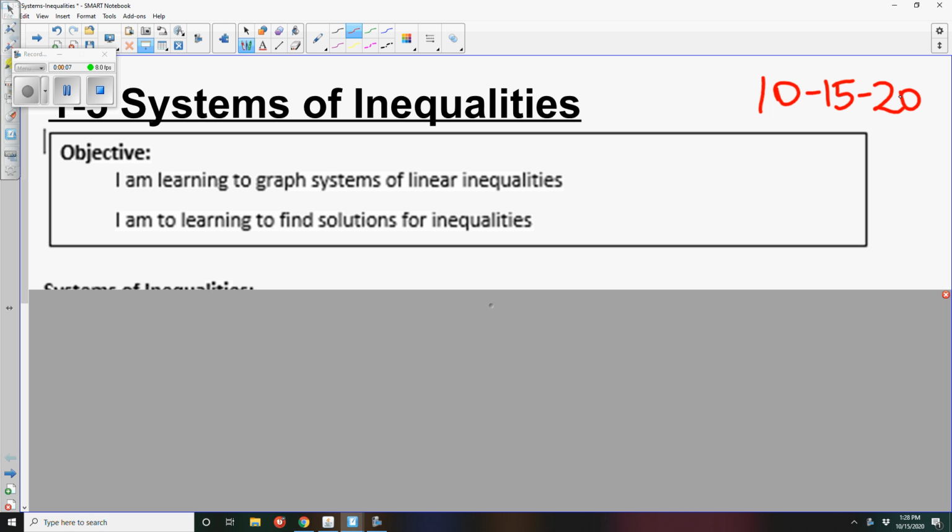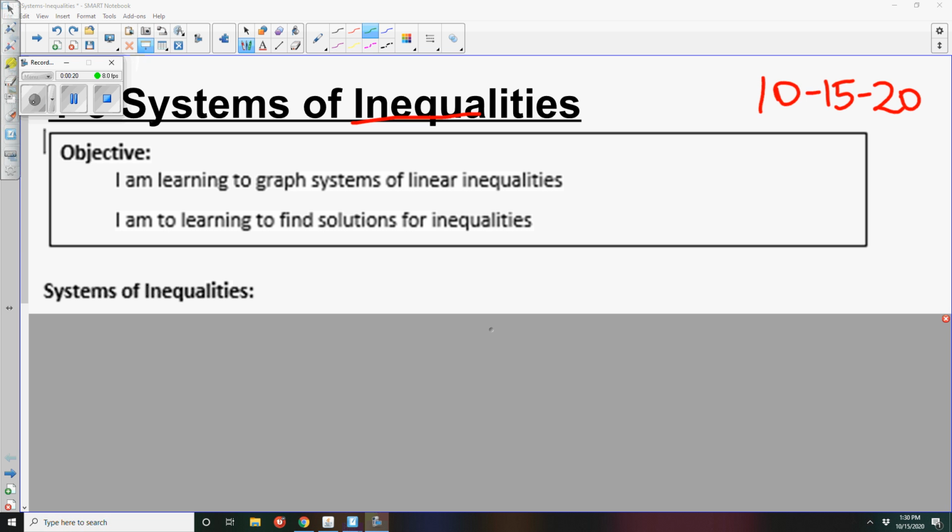All right. And we have our objectives for systems of inequalities. I'm learning to graph systems of linear inequalities, and I'm learning to find solutions for inequalities. So we have systems of inequalities. Think about systems of equations. How many lines did we have per graph on our test on Monday? Two. So if we're doing systems of inequalities, how many inequalities are we going to have? Two. So we're going to have two or more inequalities graphed together.